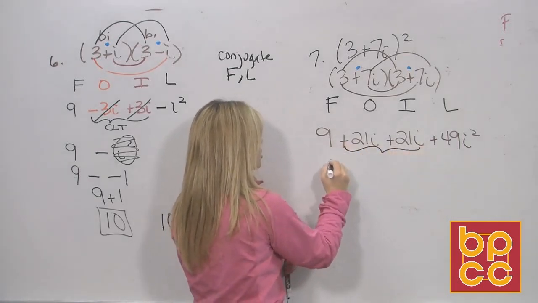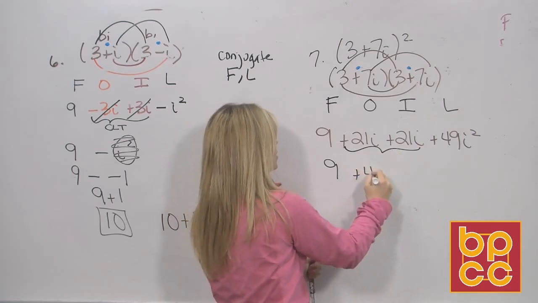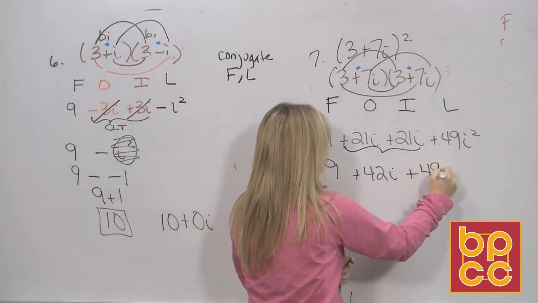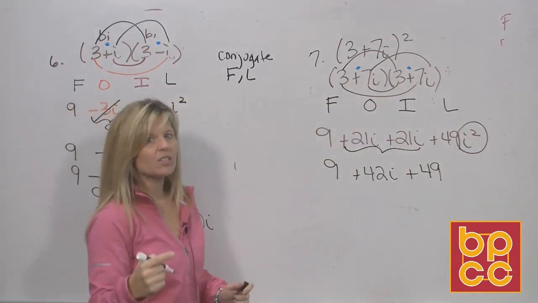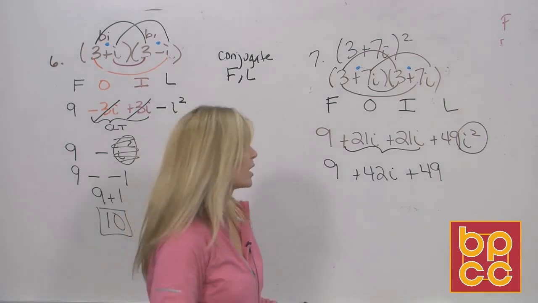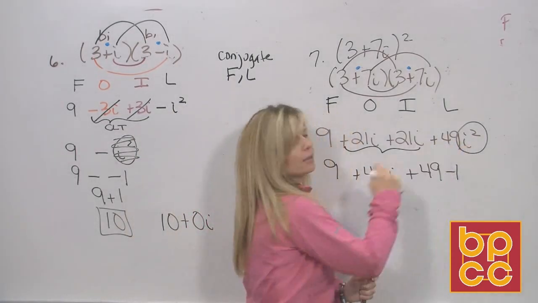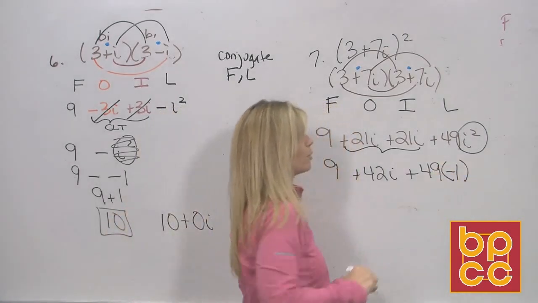These are alike. So we leave the 9. 21i plus 21i is 42i. Bring down the plus, 49. But wait a minute, I can't keep an i squared. What are we always going to exchange an i squared with? We're going to substitute in the number -1. They're side by side, so they are connected by multiplication. That's why we put a parentheses.